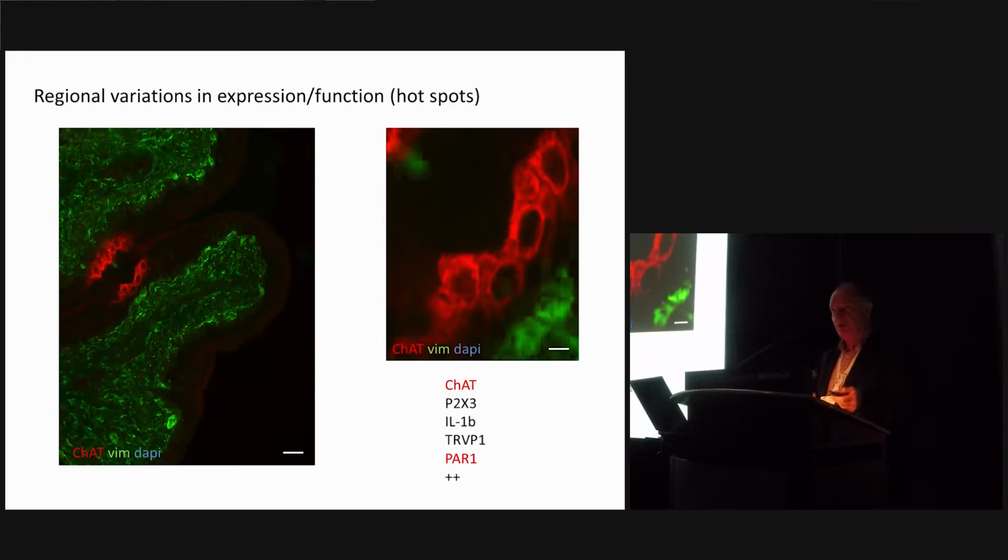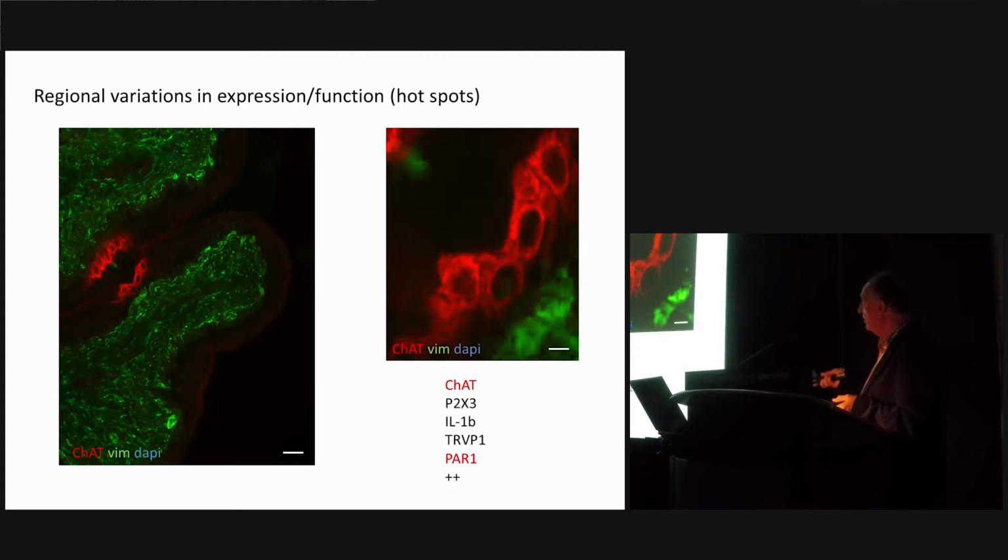But what I also want to point out is something that I presented to the Society a little while ago, is that when you look very carefully for certain markers, they don't appear uniformly in the urothelium. They appear in localized areas that I've called hotspots. And these are small areas where you get specific expression. In this particular example, it's choline acetyltransferase. Here you see that the lamina propria is stained with vimentin. The urothelium goes all the way around the side, but it's only a couple of small patches that express choline acetyltransferase.